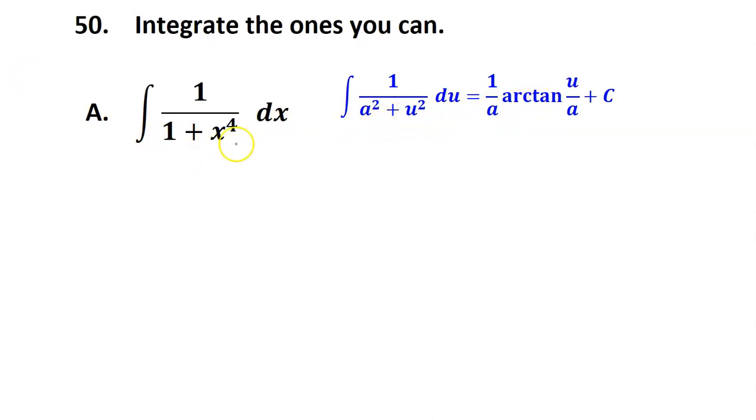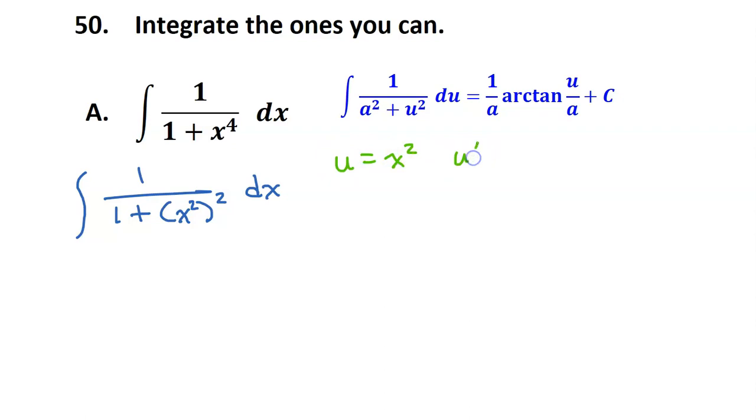All right, I see the u squared, so I need something squared right here. So I'm going to rewrite this with parentheses. So I can do that by writing 1 over 1 plus parentheses squared. Inside of the parentheses would be x squared. All right, this is the same thing. That means when I do my u substitution, u will have to be x squared, which means that u prime should be 2x. And the a value would be 1 because that's the square root of the constant.